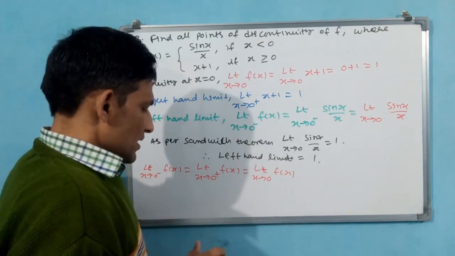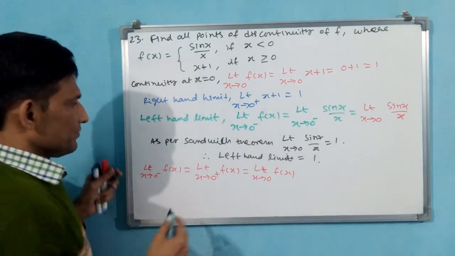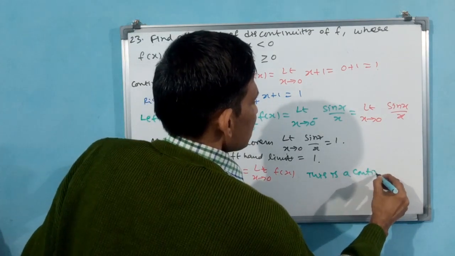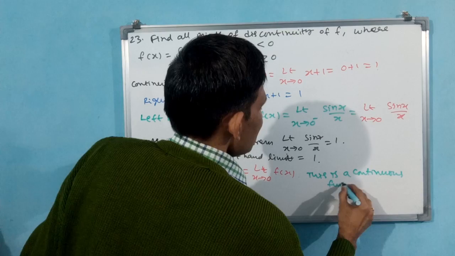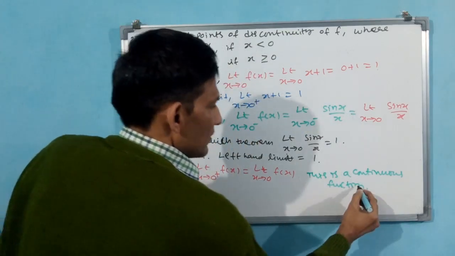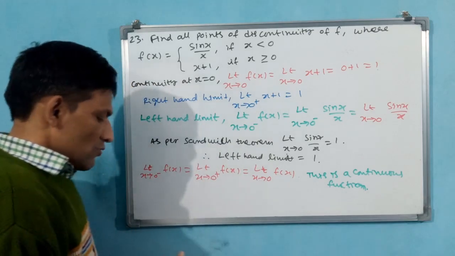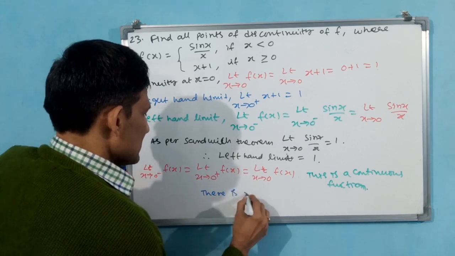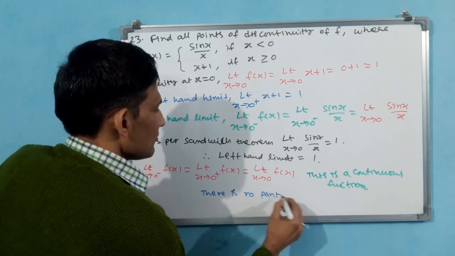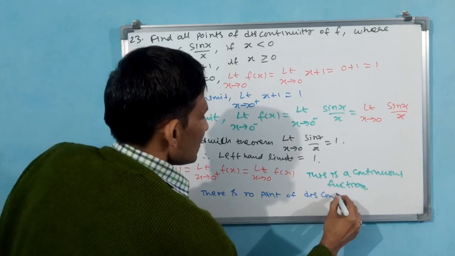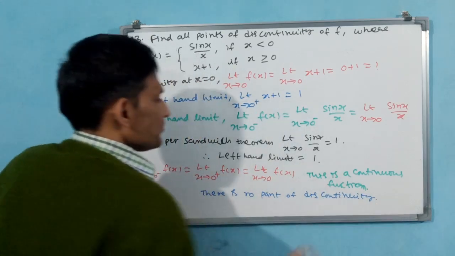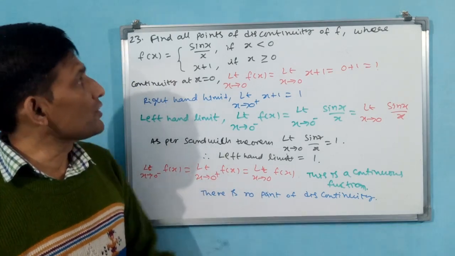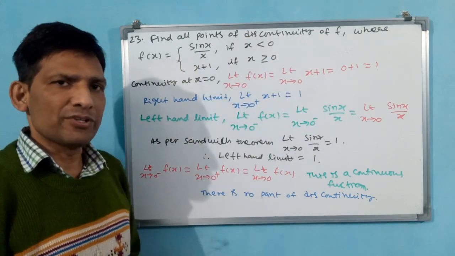Okay. This is a continuous function. Write down: this is a continuous function. There is no point of discontinuity. You understand now? This is a continuous function. There is no point of discontinuity. Point of discontinuity is asked; there is no point of discontinuity. Why? Because this is a continuous function.